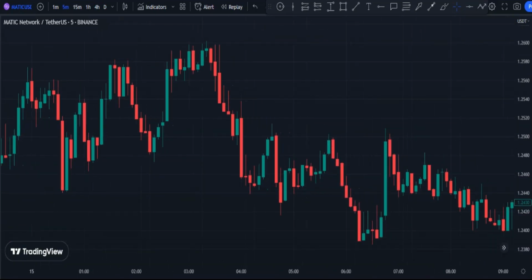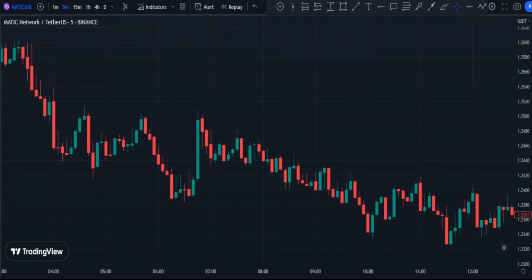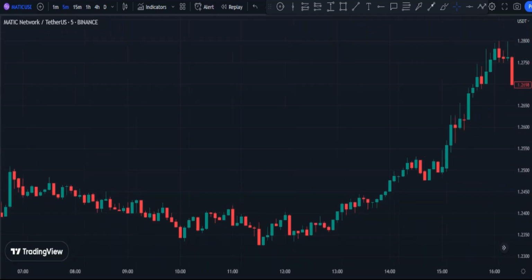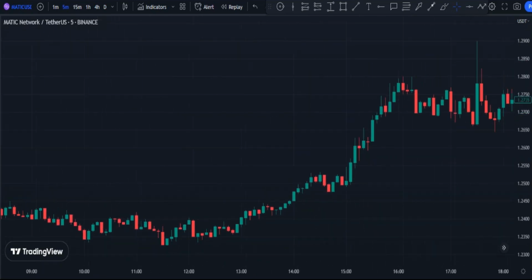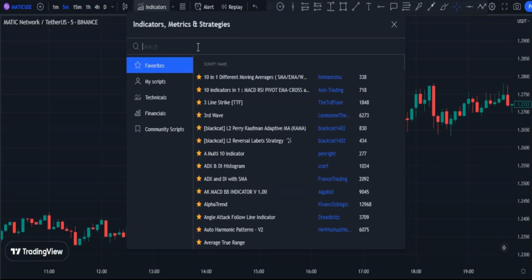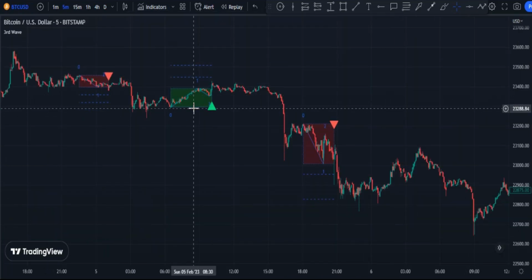In today's video, I'm going to tell you guys about a very accurate and profitable strategy. You can use this strategy in all financial markets like crypto, stocks, or forex. For adding the first indicator, I open the Indicators tab and type third wave in the search bar and add this indicator to my chart.